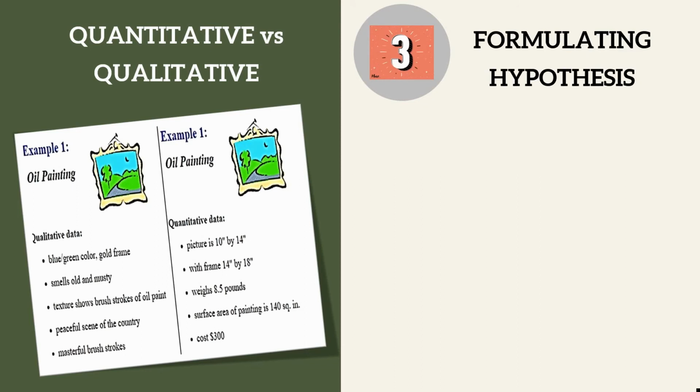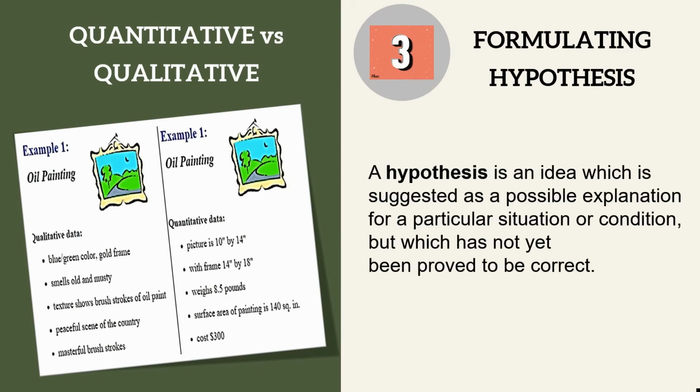Step number 3. Formulating hypothesis. Hypothesis is an idea which is suggested as a possible explanation for a particular situation or condition, but which has not yet been proven to be correct. Hypothesis is simply an educated guess which can be a possible solution to a certain problem. Step number 4.